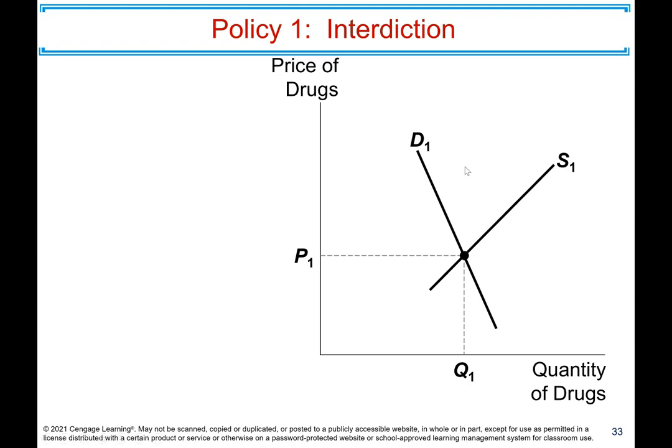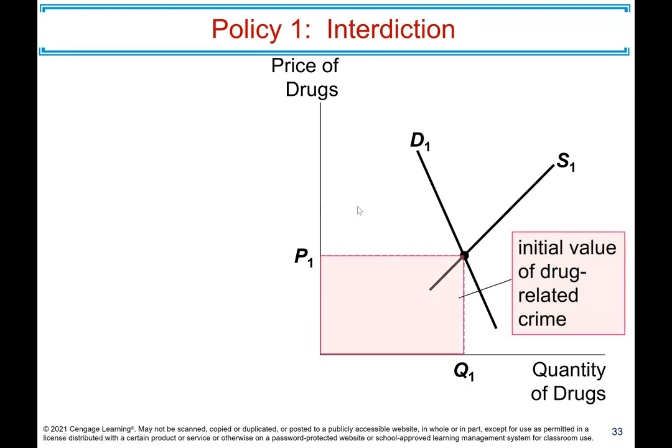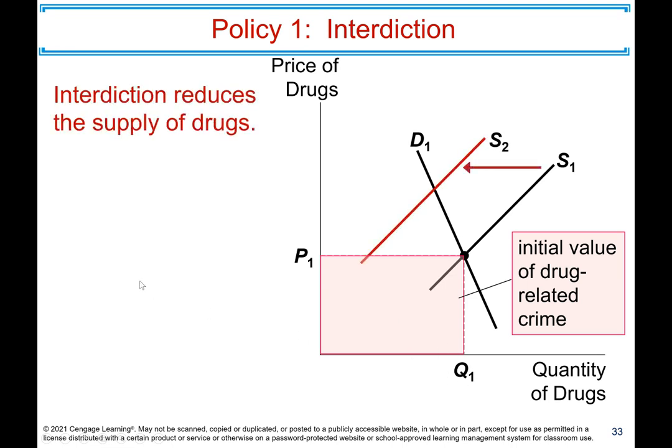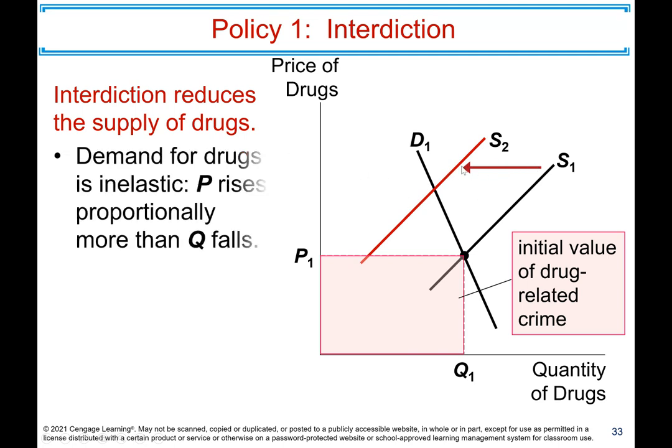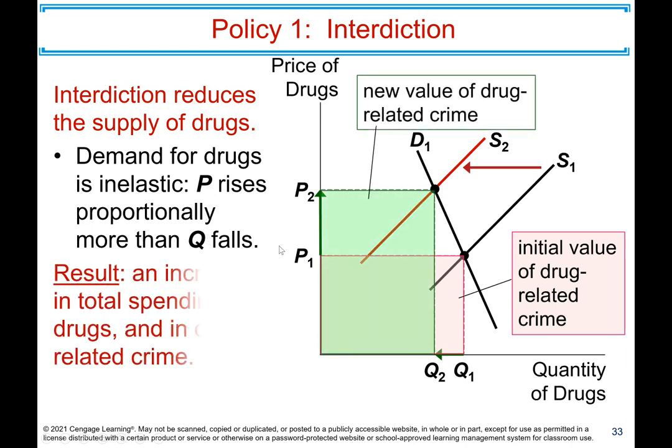Policy 1, Interdiction. Initial value of drug-related crimes is at the equilibrium P1, Q1. Interdiction reduces the supply of drugs, which means the supply curve shifts to the left. Demand for drugs is inelastic, so price rises proportionally more than quantity falls. Result: an increase in total spending on drugs and in drug-related crime.